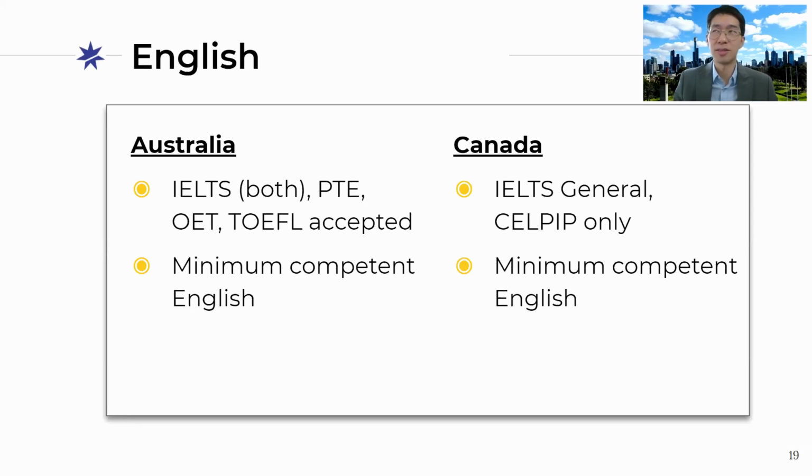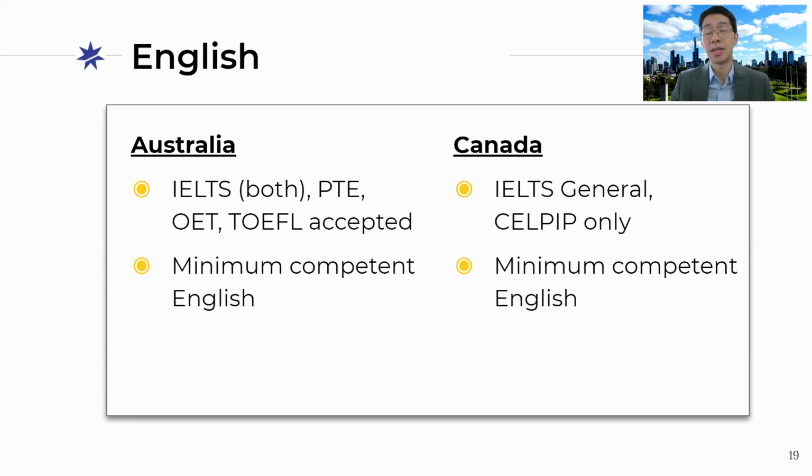And most countries would be able to give you the IELTS General test, and not as many countries can give you the Canadian English test, right? So that's the only main difference. Both countries are looking for a competent level of English and above. Obviously, the higher you score, the better your point score is.